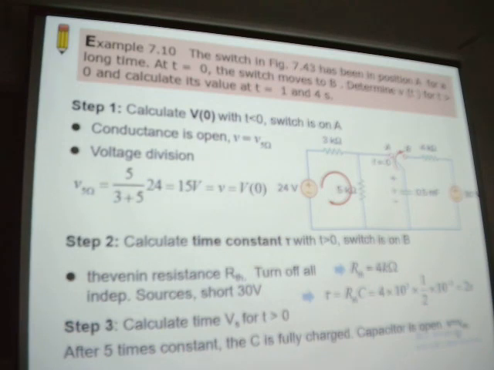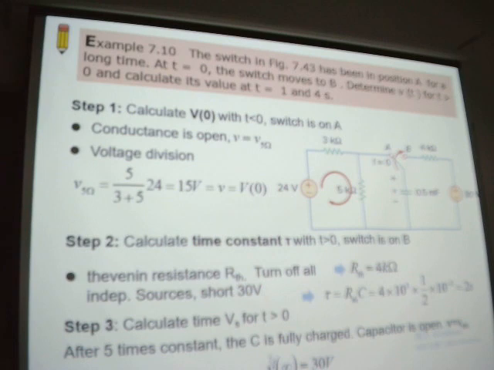The capacitor is open, but actually we don't care about the time constant, because we don't know the move after this time. So actually we don't care about the time constant. It means the Vss, the steady state response, is always the same. The time doesn't affect it.